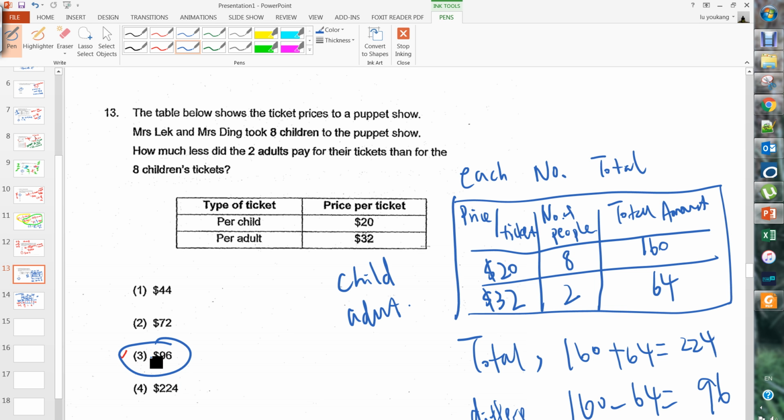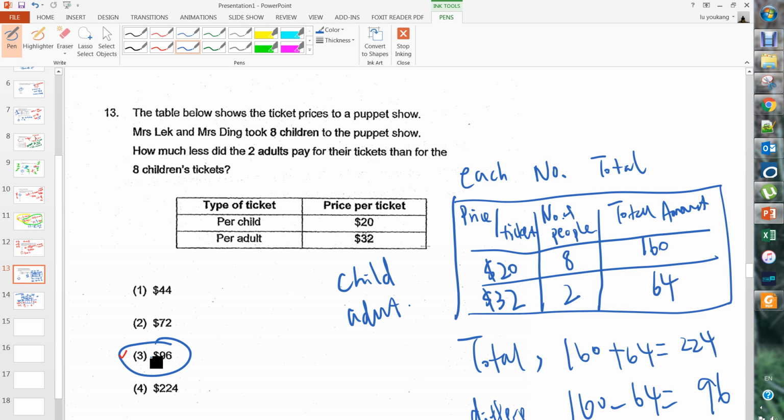Okay? I don't know which method you use, but from today onwards, I don't care what method you use in the past, you need to use the each number total method. How do you use each number total? You always start with each. Sometimes they give you each. So per means each, right?